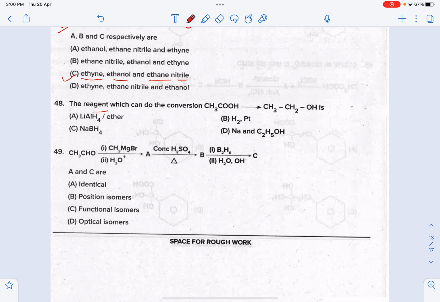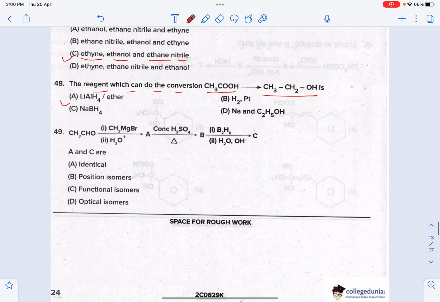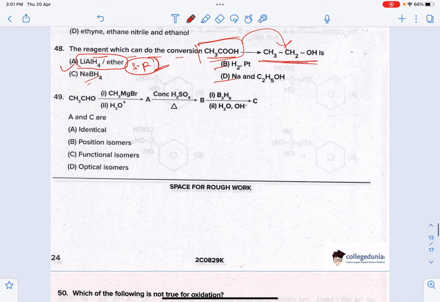Next is the reagent which can convert acetic acid into alcohol, that is ethanol. The correct option is lithium aluminum hydride. It is a strong reducing agent and reduces the carboxylic acid into alcohol. The others are not such powerful reducing agents; this is the more powerful one.